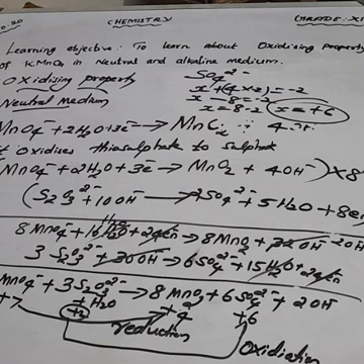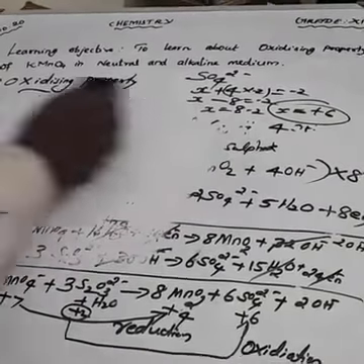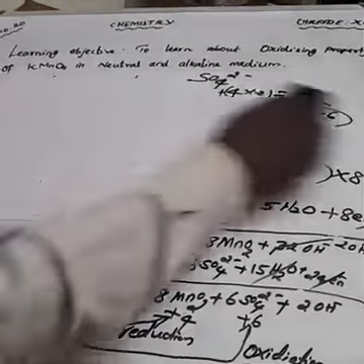In this section we learned about the oxidizing property of potassium permanganate in neutral medium. We have learned that hydrogen sulfide is converted into sulfur. The next one is S2O3 2 minus converted into SO4 2 minus. Okay. Next we have to learn about the oxidizing property of potassium permanganate in alkaline medium.